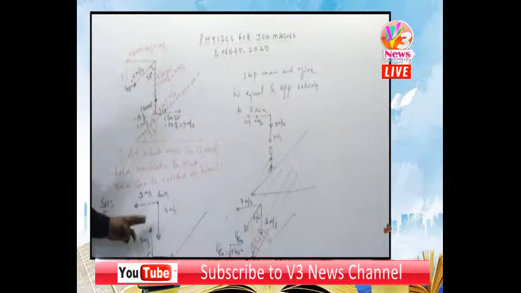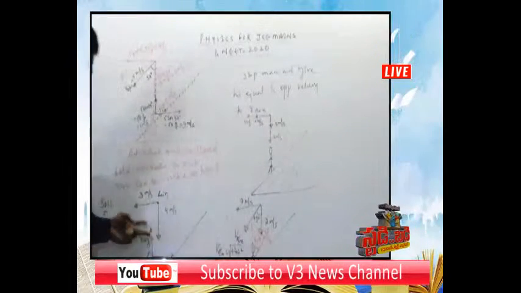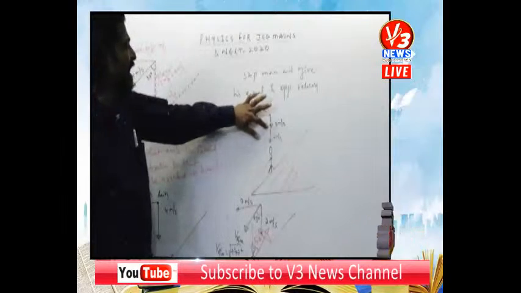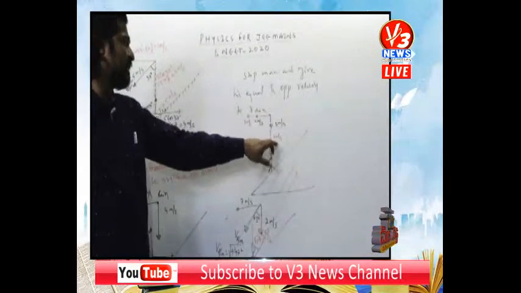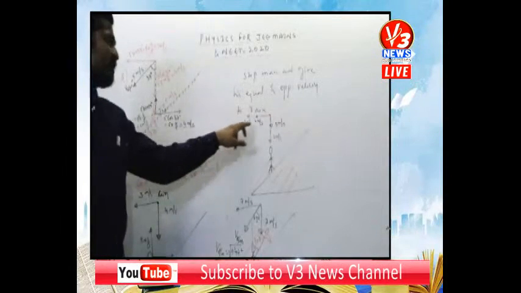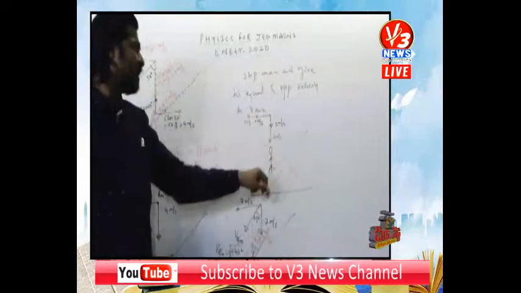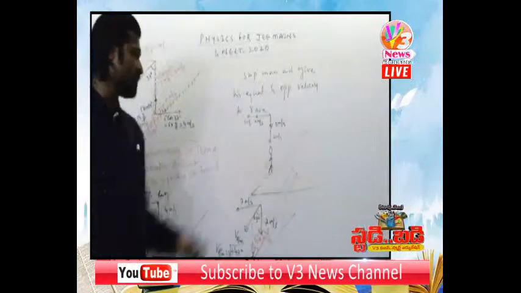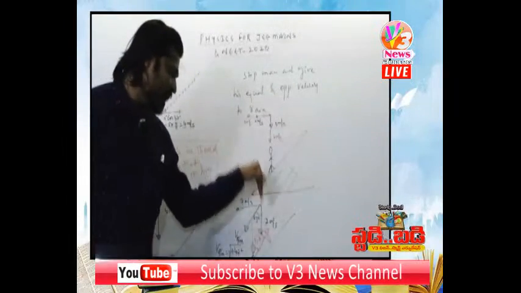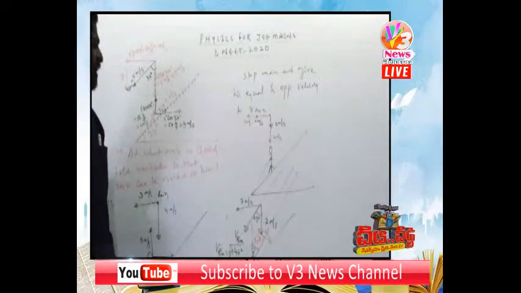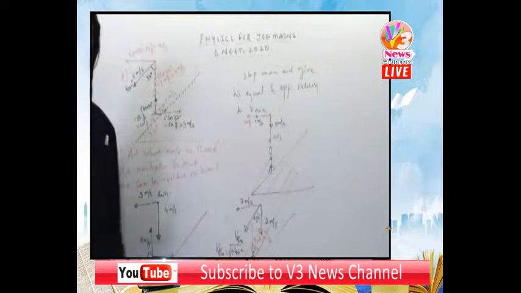Stop him and give his equal and opposite velocity to the rain. Opposite velocity means downward direction. So I am reversing this velocity downward, so it gets added to the vertical component of the rain, that is 4 meter per second. That means in the horizontal direction 3 plus 4, that is 7. Vertical direction also 3 plus 4, that is equal to 7. So ultimately I got 7 meter per second horizontal and 7 meter per second in the vertical downward direction, making an angle of 45 degrees.